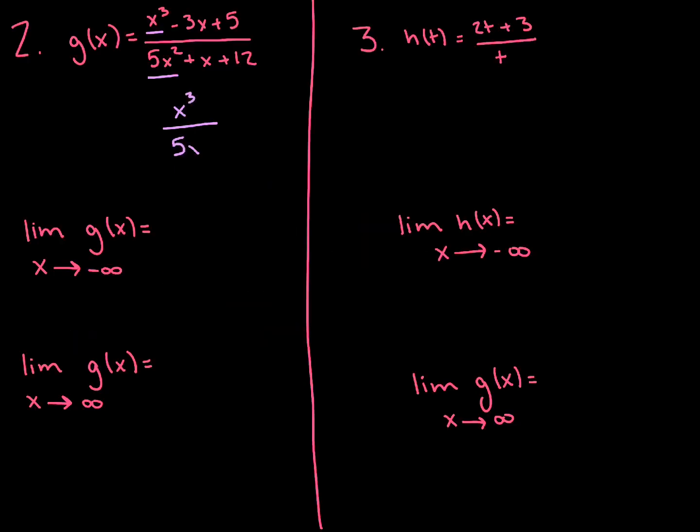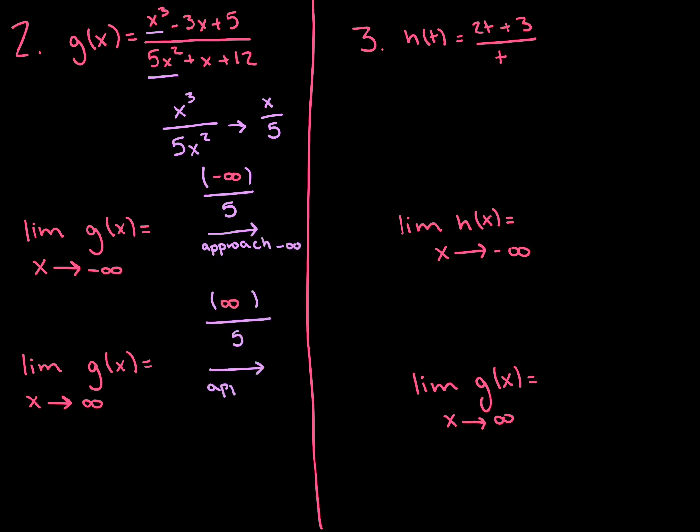Next, for this, we're going to do the same thing, putting our leading coefficients over each other, simplifying, and then plugging in negative and positive infinity. When you do this, you will find out that it actually approaches negative infinity and positive infinity. You can repeat the same steps as you did on the last equation to figure this out. We're going to repeat the steps for our next example.